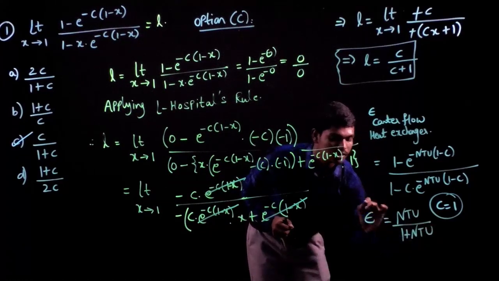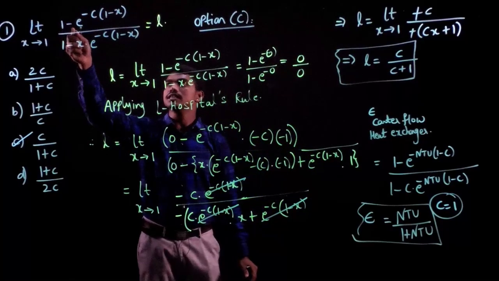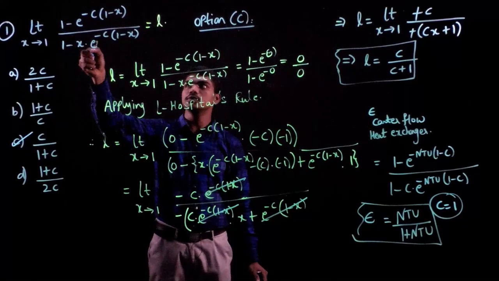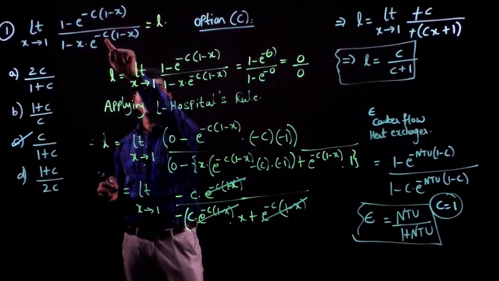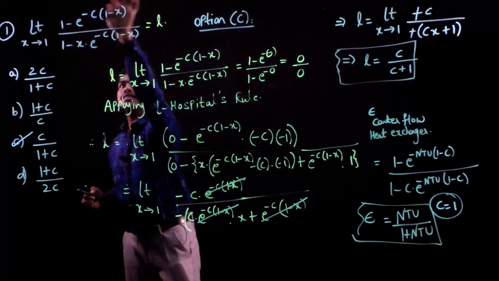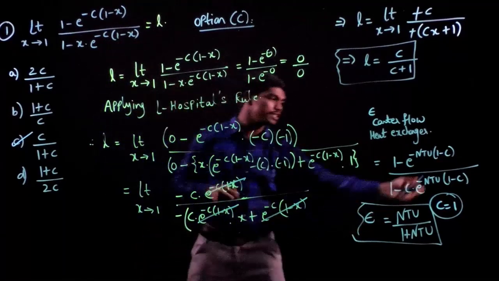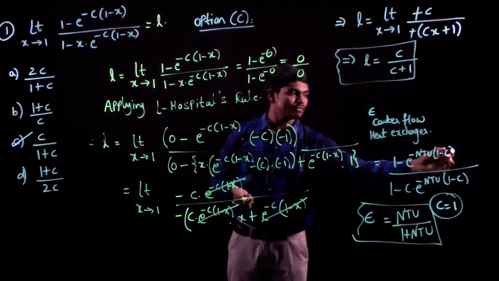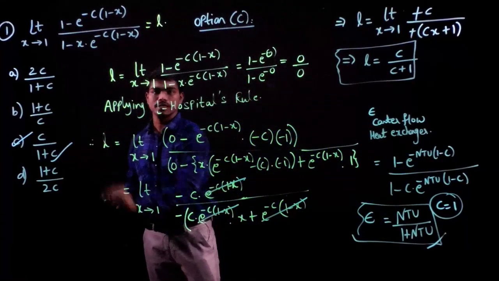You remember this? So this is the same as this question. If you look, 1 minus e power minus C into (1 minus x), divided by 1 minus x into e power minus C into (1 minus x). Here if you put NTU in place of C and C in place of x, this expression is nothing but the effectiveness of a counterflow heat exchanger when it comes in 0 by 0 form. And in heat exchangers we analyzed that when the value of C is equal to 1, the effectiveness gives this value, which is equivalent to NTU by 1 plus NTU.